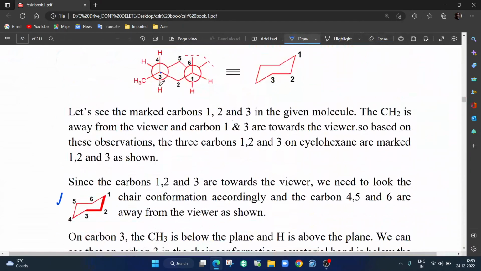Carbon number 3, what happens? You can see this H is above the plane and this CH3 is below the plane, correct. So, even in the chair conformation we have to draw hydrogen above the plane and CH3 below the plane. Now, at 4 both are hydrogen, at 5 nothing, it is a CH2. At 6 we can look, CH3 is above the plane, hydrogen is below the plane. So, that is what we have to remember. In carbon number 3, H is above the plane, CH3 is below, and on carbon number 6 it is the other way around, CH3 is above the plane, hydrogen is below the plane.